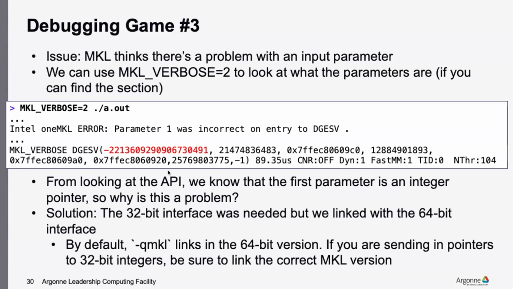So we can just go look at the API. And here we were calling the Fortran API, so it's an address. We know it's a pointer, but it's an address. So what was the problem here?